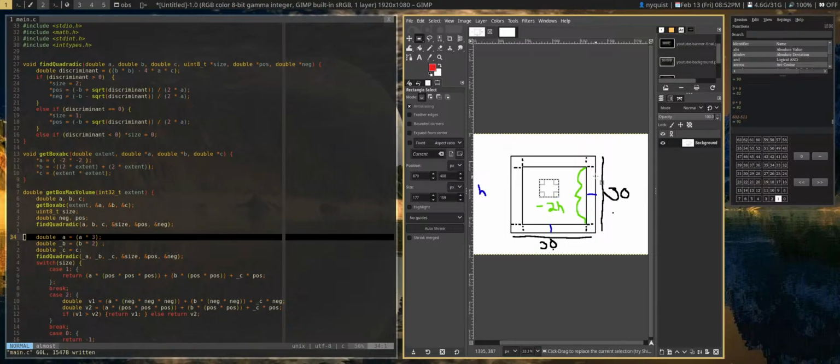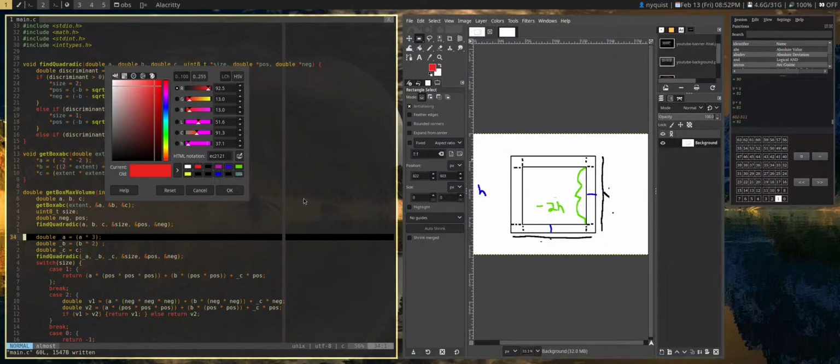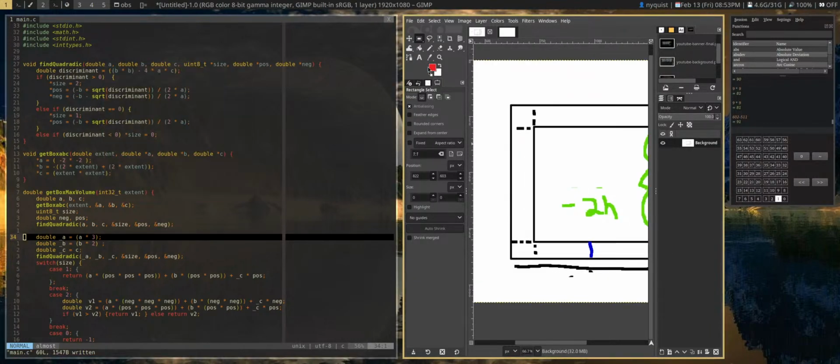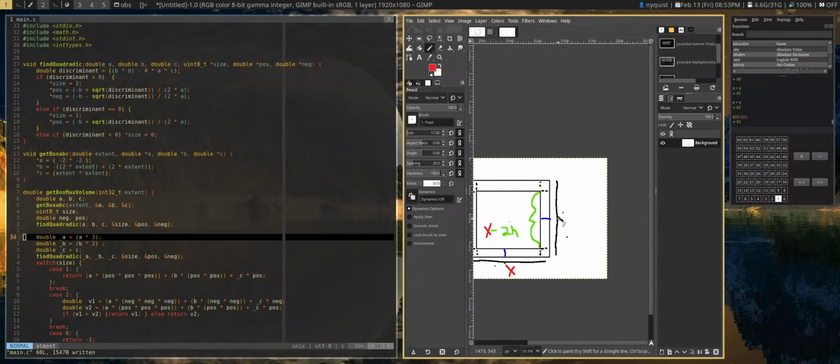Let's see. But I think I got it. I think I got it. But maybe I don't. Maybe it's poor. Maybe my code is bad. Probably is, most of the time it is. There's always something wrong with your code.